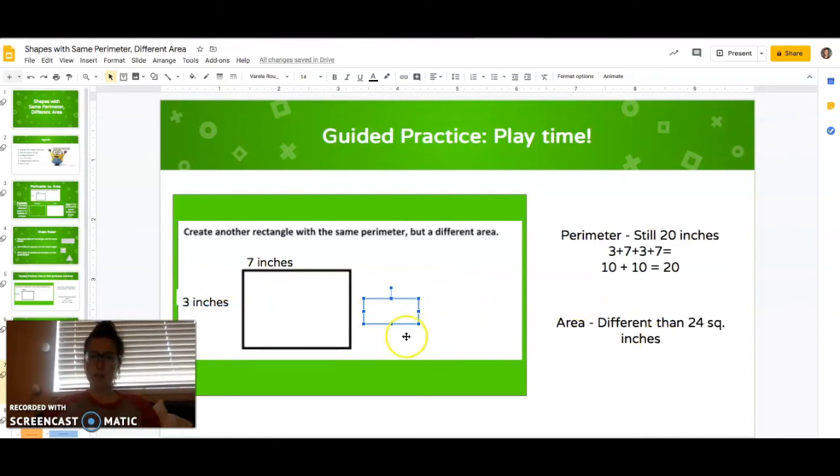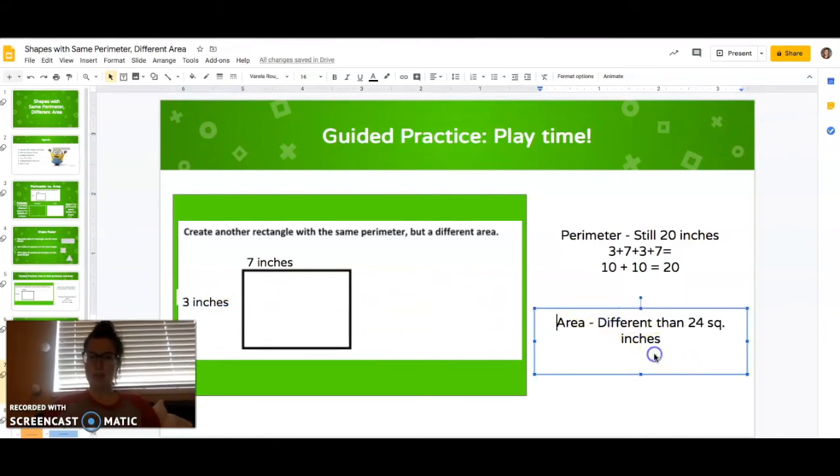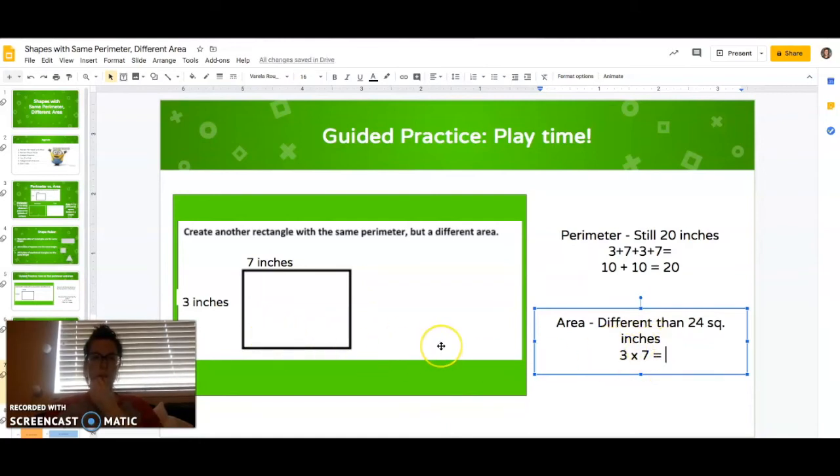Okay, now let's try out the area with these new dimensions. So remember, area is length times width. So 3 times 7. Okay. What is 3 times 7? 3, 6, 9, 12, 15, 18, 21. Right.